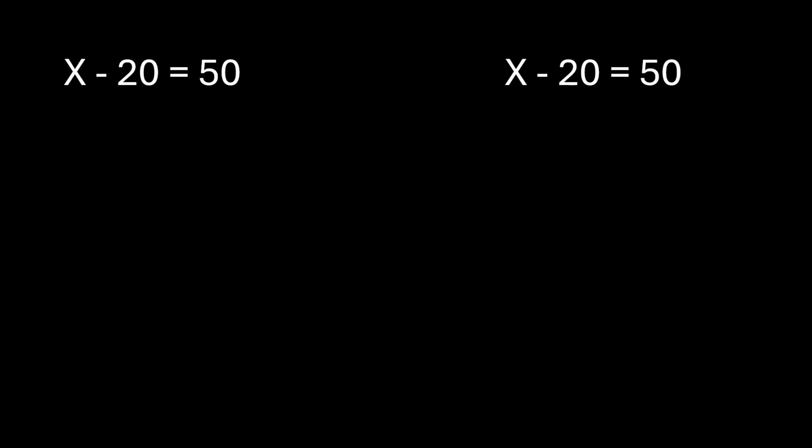Let's think about x minus 20 equals 50. Hopefully this is pretty easy. Because the 20 is being subtracted, I need to add 20 to both sides. Then that's going to give me x is equal to 30.